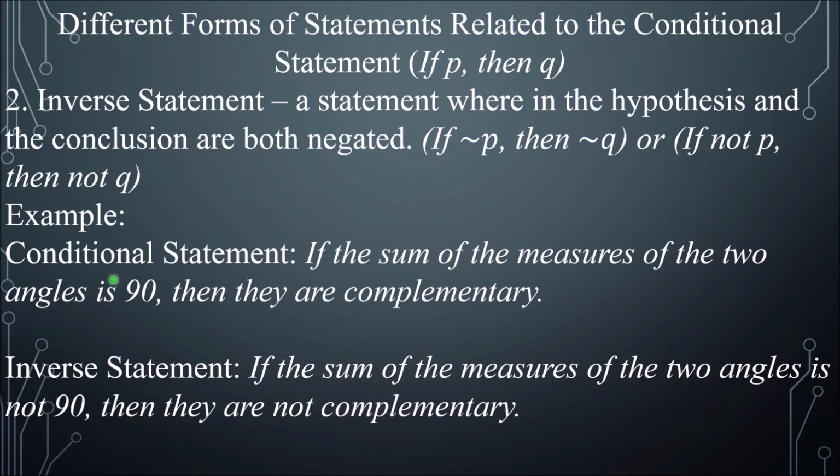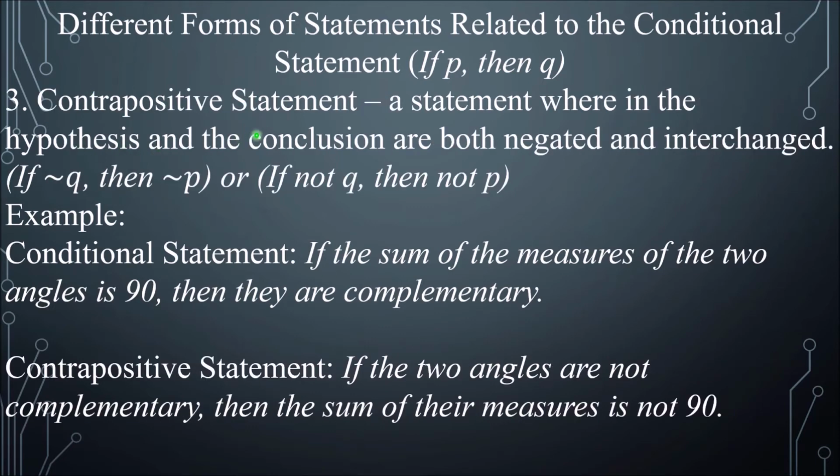Let's have an example. The conditional statement: if the sum of the measures of the two angles is 90, then they are complementary. Inverse statement: if the sum of the measures of the two angles is not 90, take note, negation, not 90, then they are not complementary. So the hypothesis being negated is not 90. The conclusion is also negated. They are not complementary. So this is inverse statement.